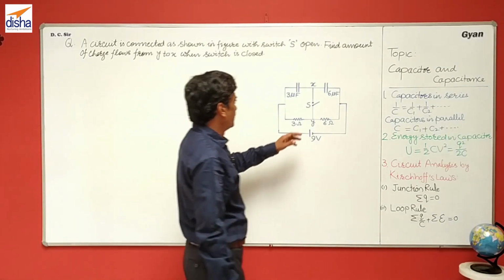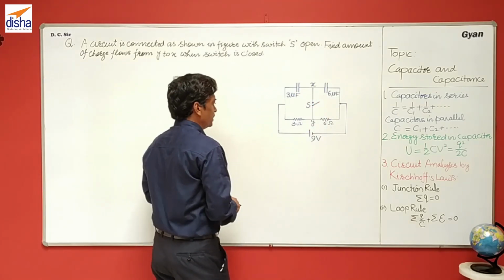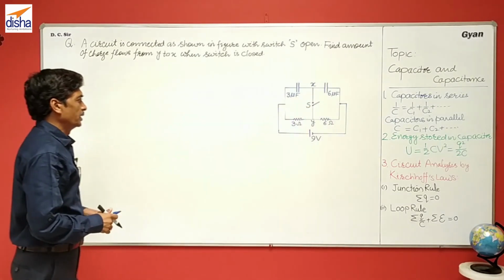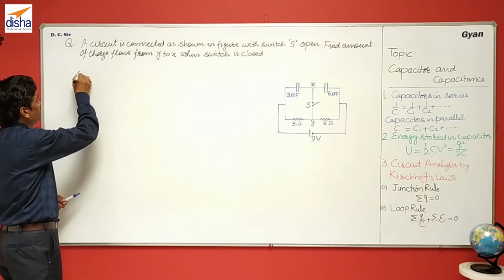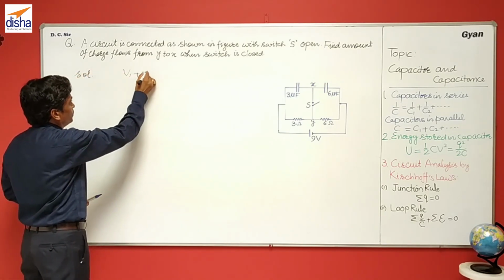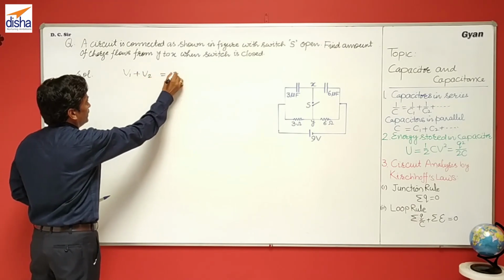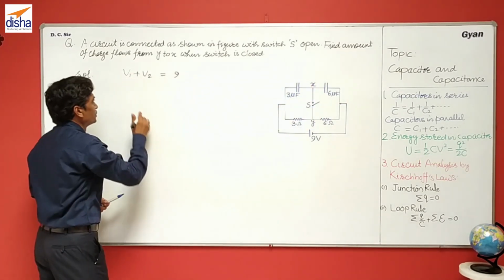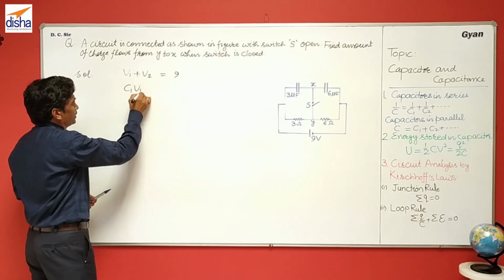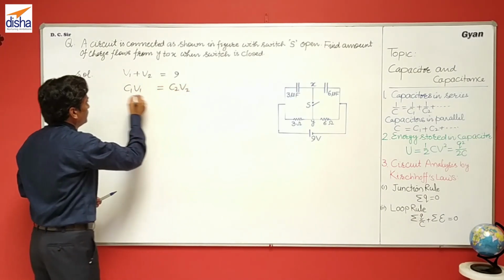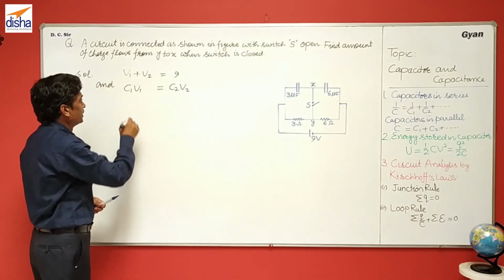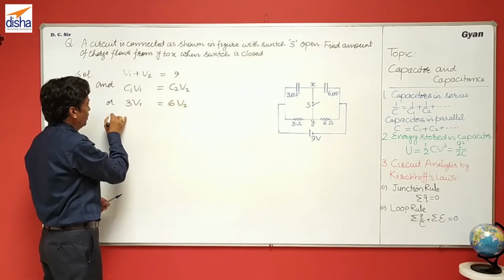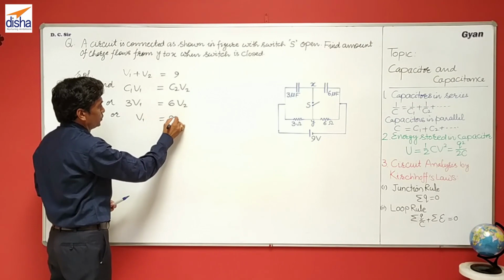Initially, when these two capacitors are in series, the potential drop of 9 volt is across them, V1 across the 3 microfarad and V2 across the 6 microfarad. Then we can write V1 plus V2 is equal to 9, and on being in series, the charge on them is equal. So we can write C1 V1 is equal to C2 V2. Here 3 V1 is equal to 6 V2, or V1 is equal to 2 V2.